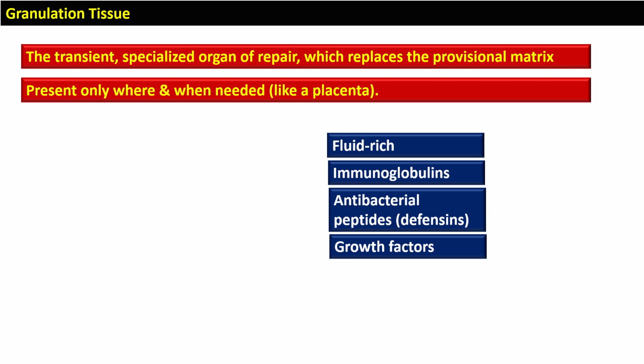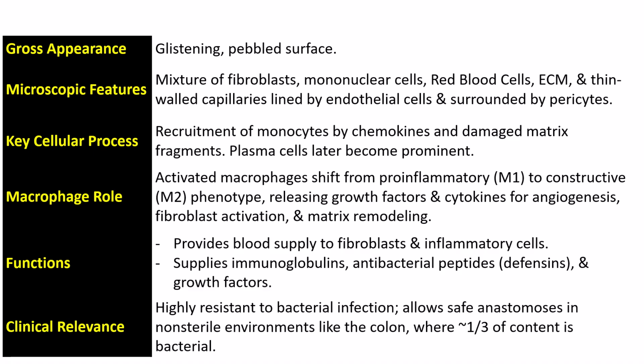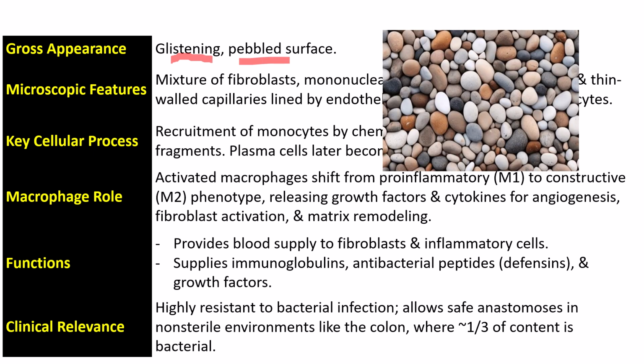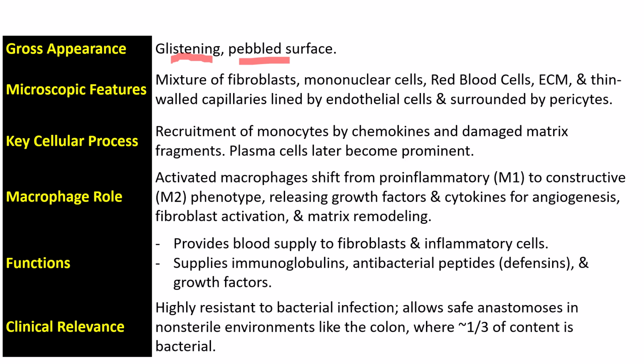There is presence of antibacterial peptides such as defensins, and various growth factors are available for the ongoing processes in this granulation tissue that we are going to discuss. Grossly, the granulation tissue is glistening and has got a pebbled surface just like this, and microscopically it is a mixture of fibroblasts, mononuclear cells, RBCs, extracellular matrix, and thin-walled capillaries that are lined by a single layer of endothelial cells, and these are surrounded by pericytes.